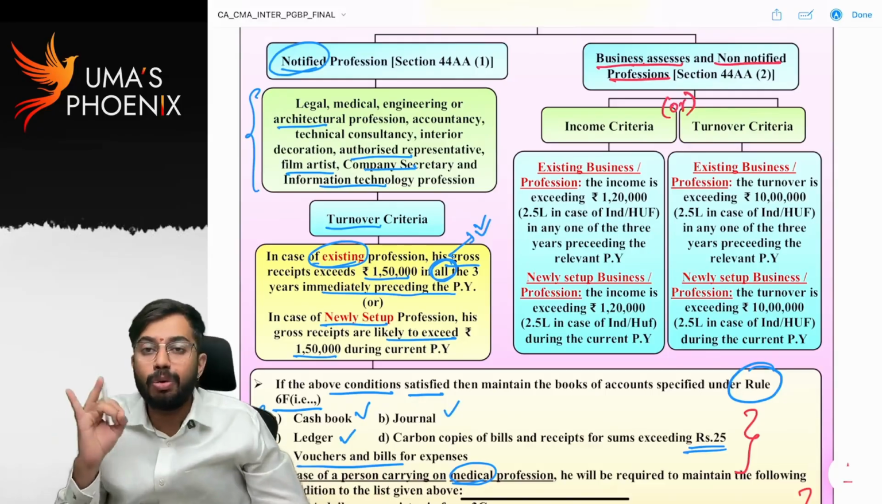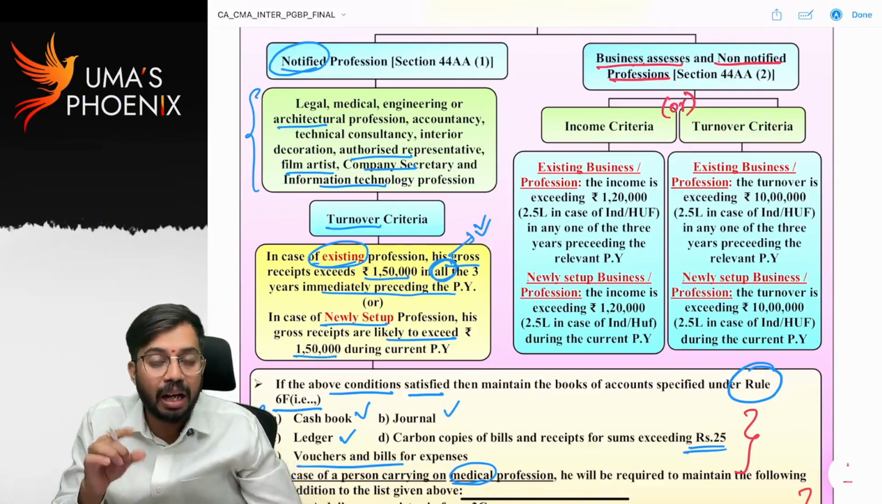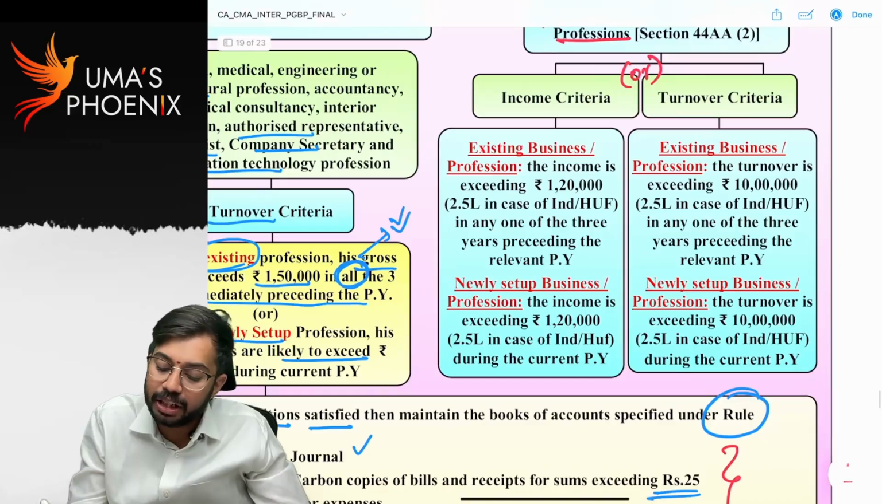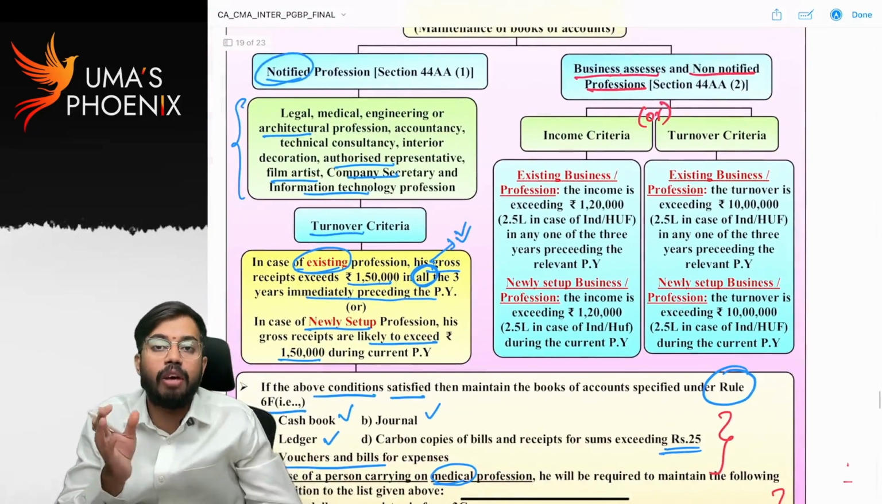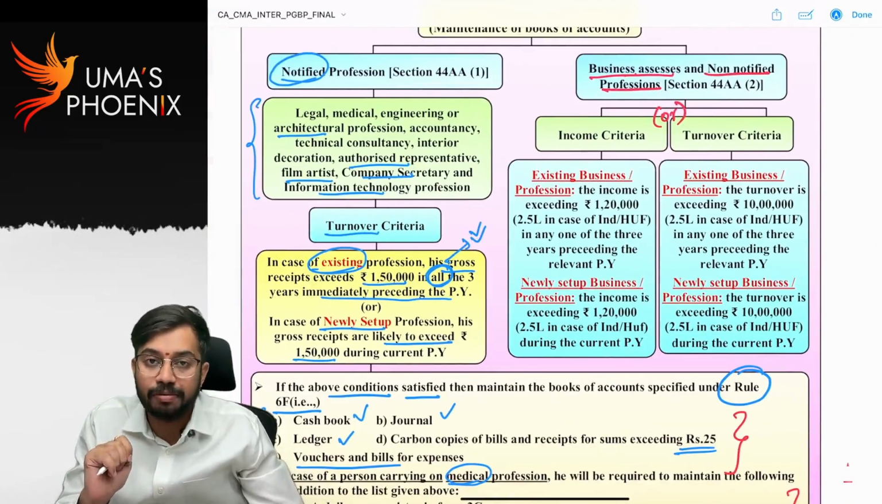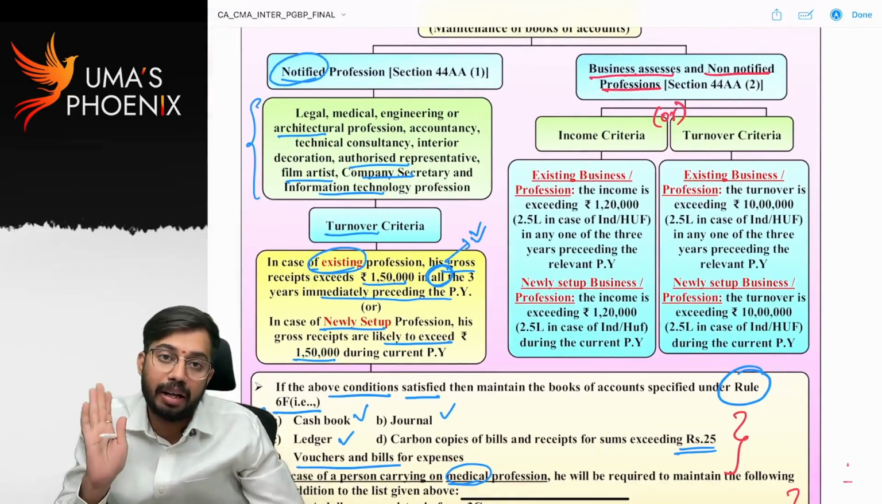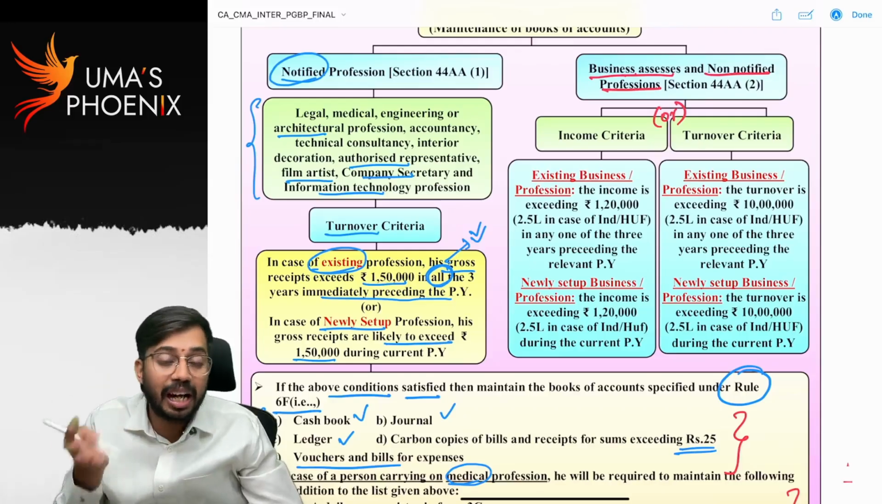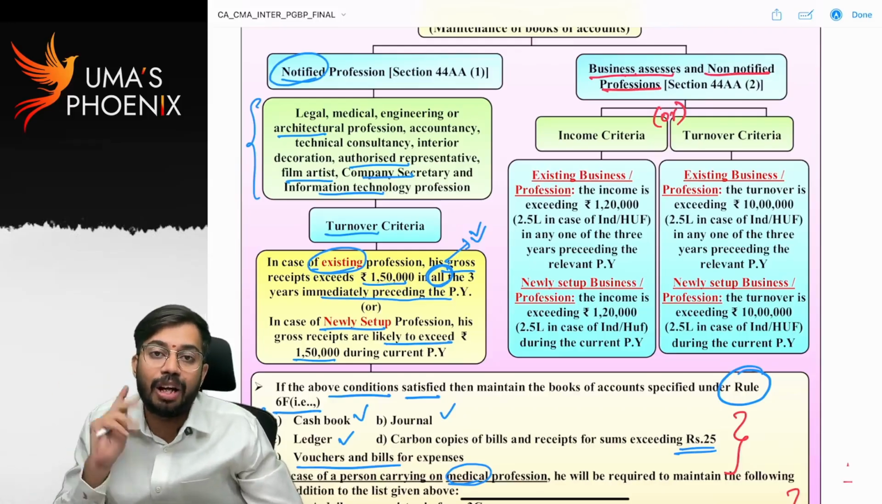we will check two criteria, income criteria or turnover criteria. The conjunction is "or". That means out of income criteria and turnover criteria, if any one of the criteria is satisfied, it is sufficient. They are required to maintain books of accounts. If both criteria are not satisfied, then they are not required to maintain books of accounts. Are you able to understand?